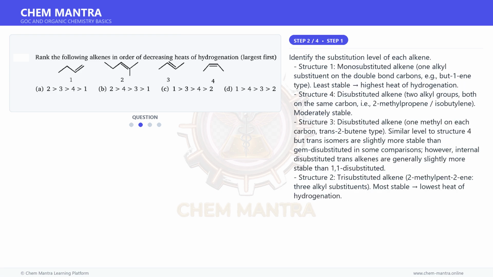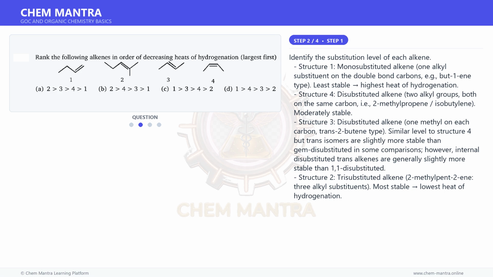Moving on to the next step. Identify the substitution level of each alkene. Structure 1. Monosubstituted alkene, 1 alkyl substituent on the double bond carbons, example, 1-butene type. Least stable, highest heat of hydrogenation.